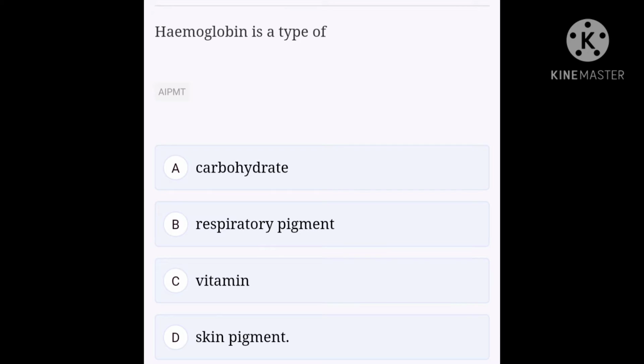Next question. Hemoglobin is a type of: option A, carbohydrate; option B, respiratory pigment; option C, vitamin; option D, skin pigment. This is a really easy question, guys, though I would like to add some more important points here. Hemoglobin is a conjugated protein. It consists of a basic globin joined to a non-protein group, heme. Heme is an iron porphyrin ring. A mammalian Hb molecule is a complex of 4 heme molecules joined with 4 globin molecules. It is present in RBC and carries O2 from the lungs to the tissues and transports CO2 from the tissues to the lungs. So option B, respiratory pigment, is the right option here, guys.